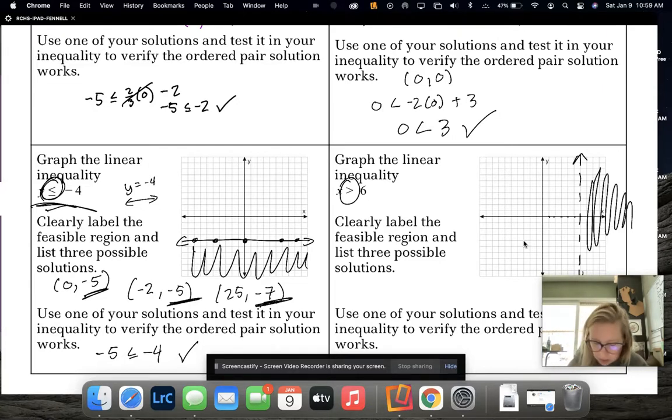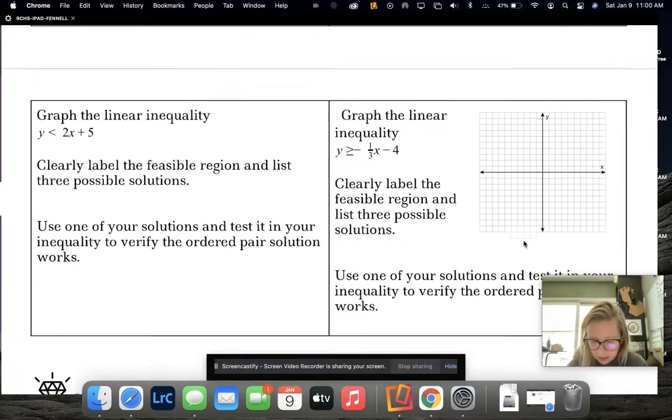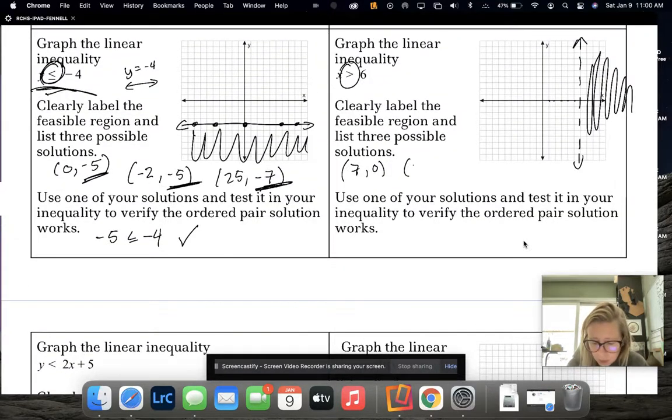So what do I think might work? (6, 0). Oh, no, not 6. Sorry, greater than 6. Try again. I don't think (6, 0) will work. I think (7, 0) will work. (25, -50) will work. Again, anything over here, right? We can go down infinitely, we can go up infinitely. It doesn't matter what y is, as long as your x value is greater than 6.